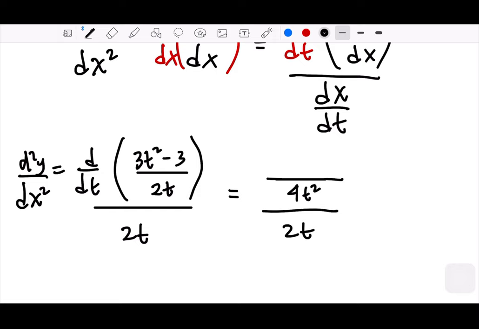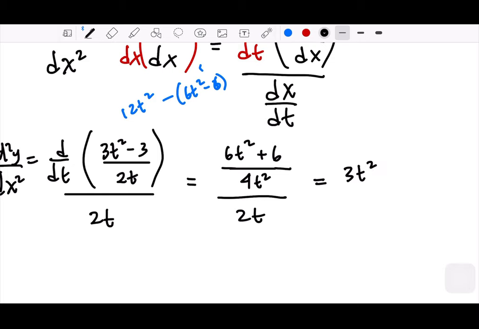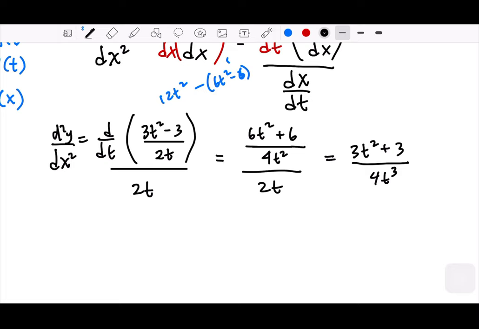So this part here will be 6t, 12t squared. So it should be 6t squared plus 6. And we can write this as 3t squared plus 3, over 4t cubed.